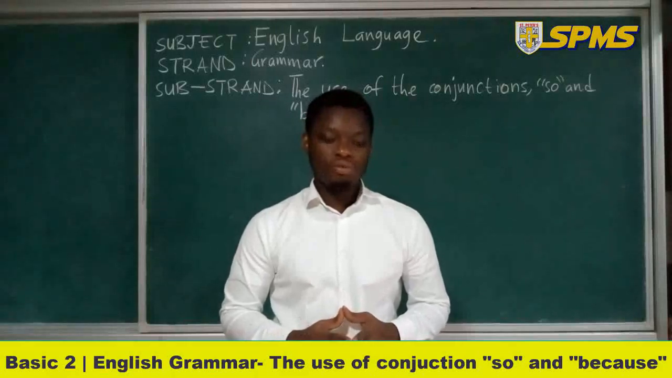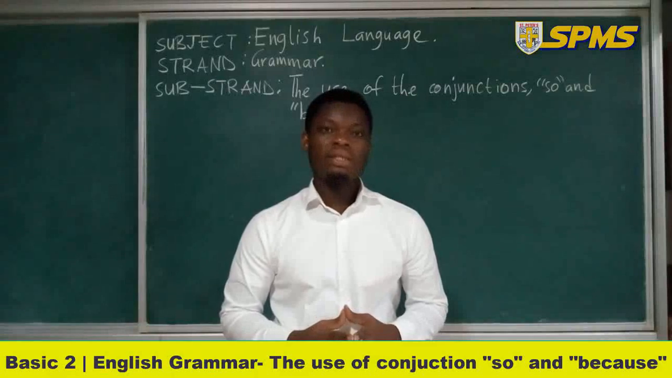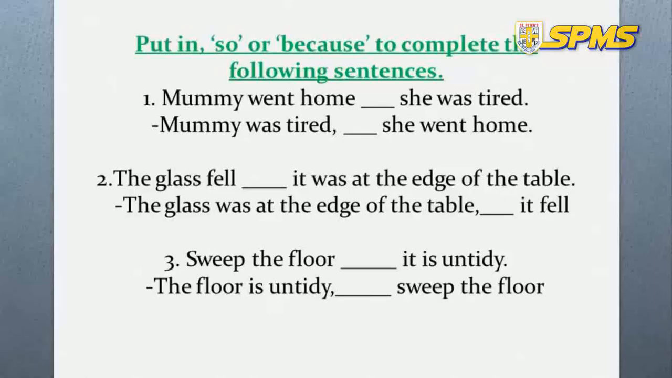Excellent. Let's try to perform this simple activity by placing in the empty spaces the appropriate conjunction. Let's look at the first one. He sat on the chair, dash, he was tired. Between so and because, what do you think is the appropriate conjunction that we can put in this space? Just take a look at it critically. The action comes before the reason. Yes, very good. So it's going to be because. So it's going to read, he sat on the chair because he was tired.